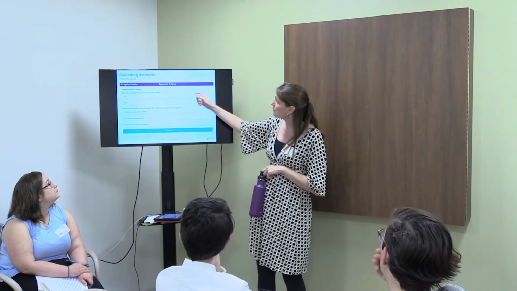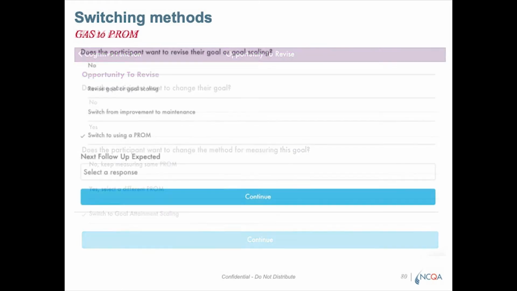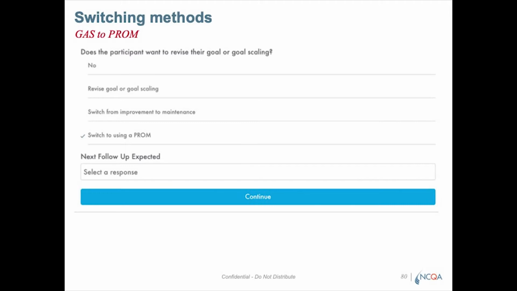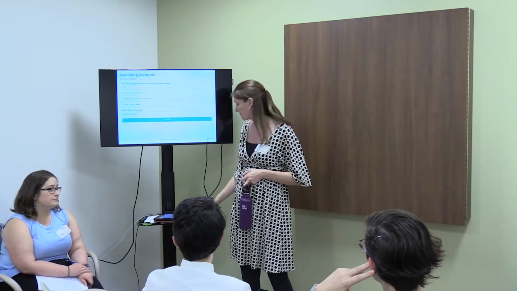So this is switching from PROM to GAS. I actually walked you through this before, but right here you can keep the same goal, but change the method for measuring the goal and just switch to goal attainment scaling. And this would be the question when you go from GAS to PROM. If you have a goal attainment scaling, do they want to revise their goal or scaling? You can say no. You can say, yes, I want to revise the goal or the scaling, I want to switch from improvement to maintenance, or I want to switch to using a PROM.